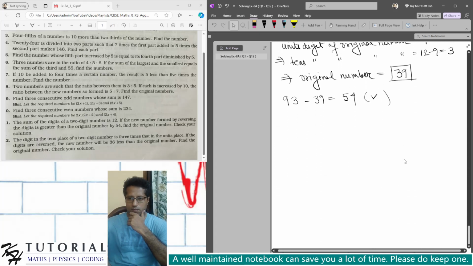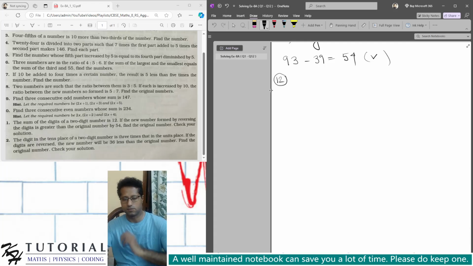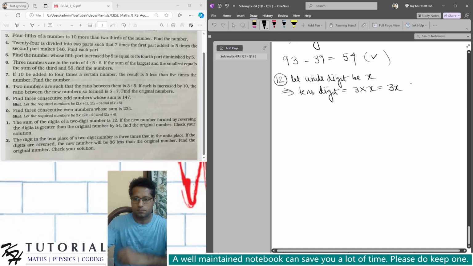Okay, let's do problem number 12. The digit in the tens place of a two-digit number is 3 times that in the units place. So this time also it is a similar problem to 11. It is also a two-digit number. So let the units digit be x. So it is given that the tens digit is 3 times that in the units place. So tens digit is equal to 3 times x, which is equal to 3x.